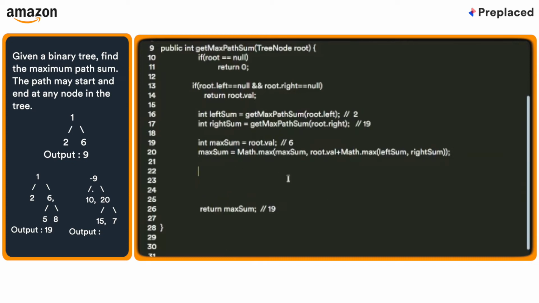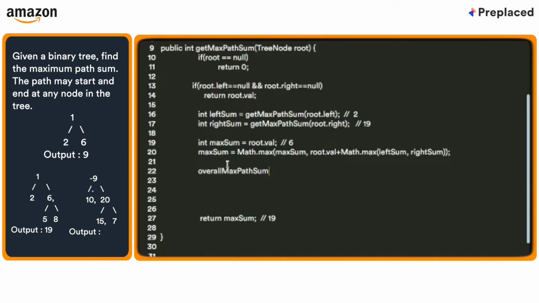But overall max sum is this alone, or this plus sum of left plus right, whatever is maximum. Because the path sum will be 6 plus 8 or 6 plus 5 when it goes up, or it could be only 6 if both are negative. So that's what I'm doing, and this is what I'm returning.